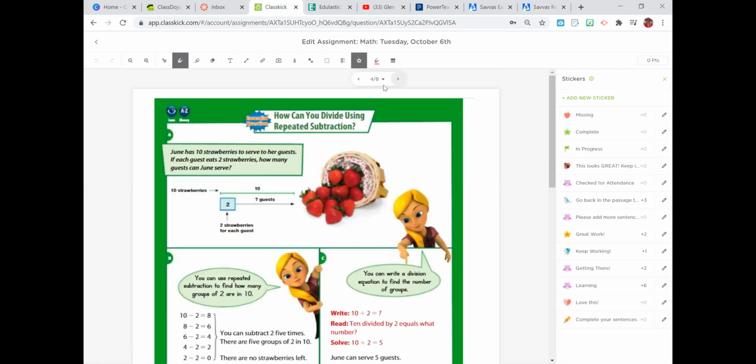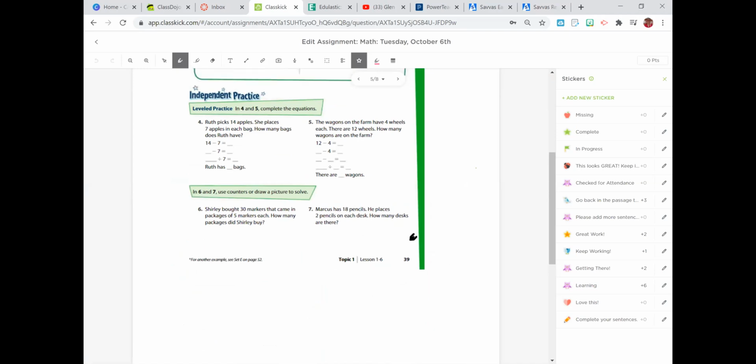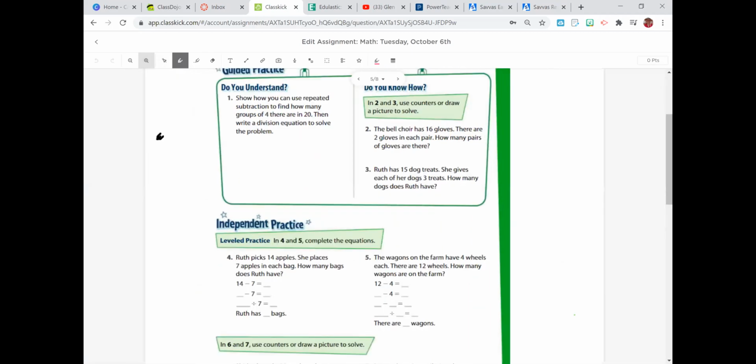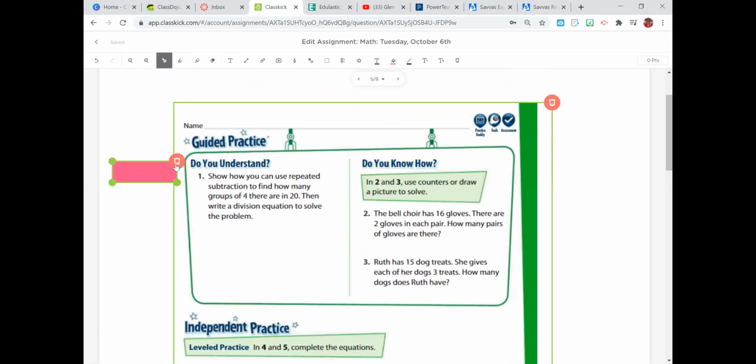We are going to go to page number 39 in your book, or you can work while you are on your class kick page. Let's start at the top. Show how you can use repeated subtraction to find how many groups of 4 there are in 20. Then write a division equation to solve the problem. We're going to write it out on the side using repeated subtraction.